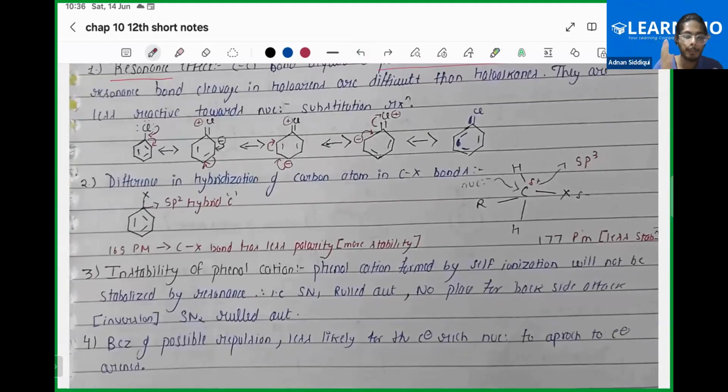So in haloarenes, the bond length is 169 picometer. But for haloalkanes, the bond length is larger. So if I have a shorter bond and a longer bond, which bond is easier to break? Longer bond, right? So this is another reason, sp2, because here we have sp2, here we have sp3, right?